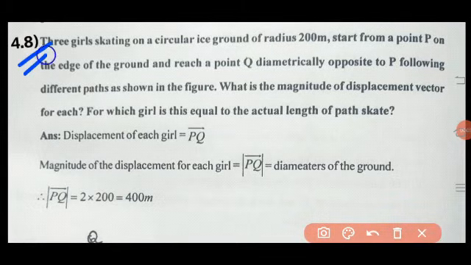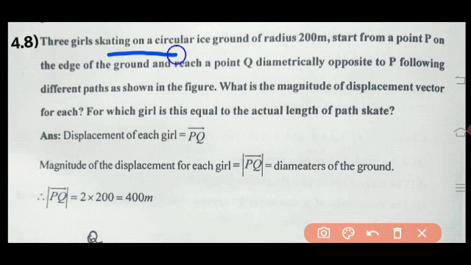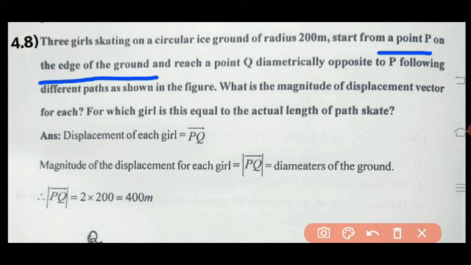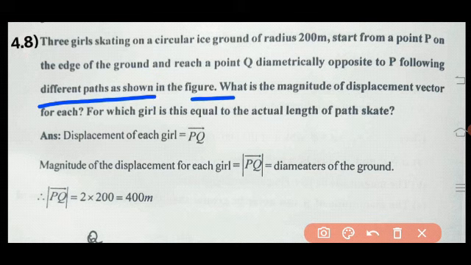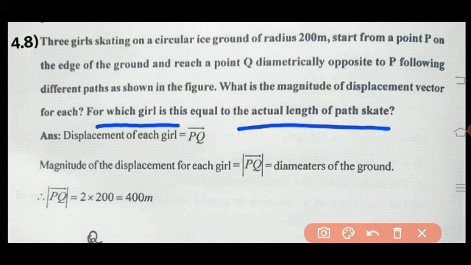Consider the question number 4.8 in your NCERT textbook. 3 girls skating on a circular ice ground of radius 200 meter start from the point P on the edge of the ground and reach a point Q diametrically opposite to P following different paths as shown in the figure. What is the magnitude of the displacement vector for each? For which girl is this equal to the actual path length of the path skate?